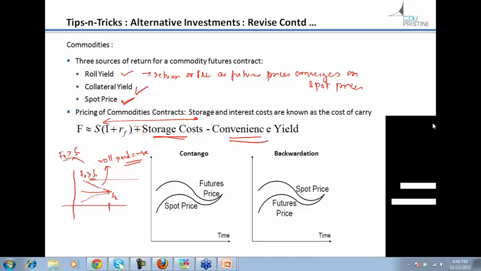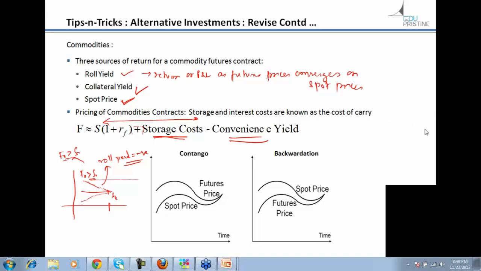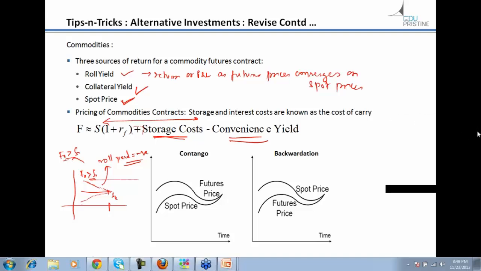Now, before I move on to the next question, I would want you all to just be very clear about different alternative investment asset classes.